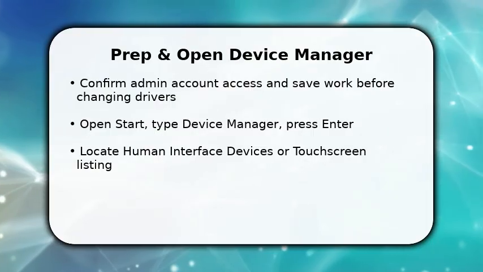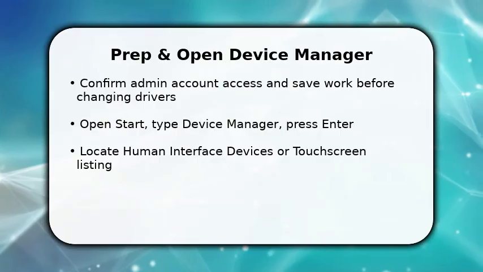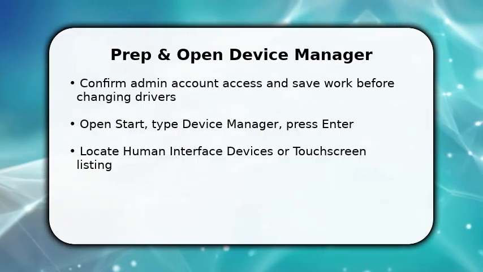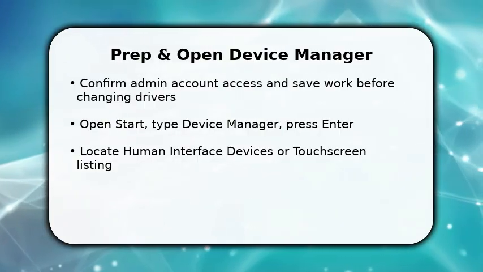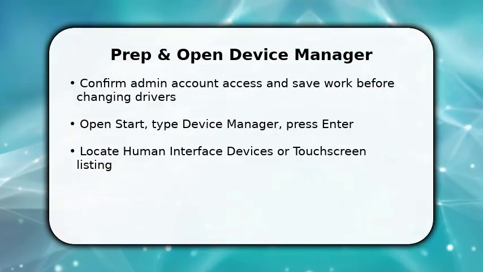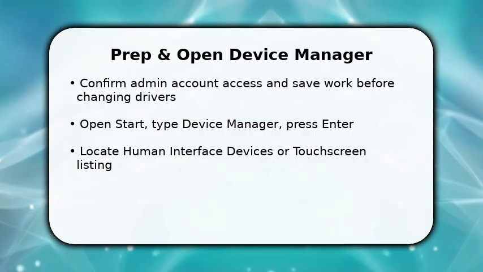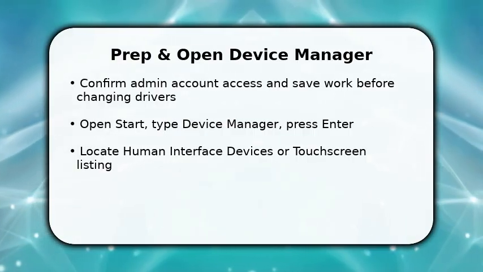In Device Manager, expand Human Interface Devices. That's where Windows lists touch controllers, or look for a name containing touchscreen. Make sure you can see the list clearly and know which device is the touch input. If you see multiple HID entries, pick the one mentioning touch or vendor name to be safe before proceeding.